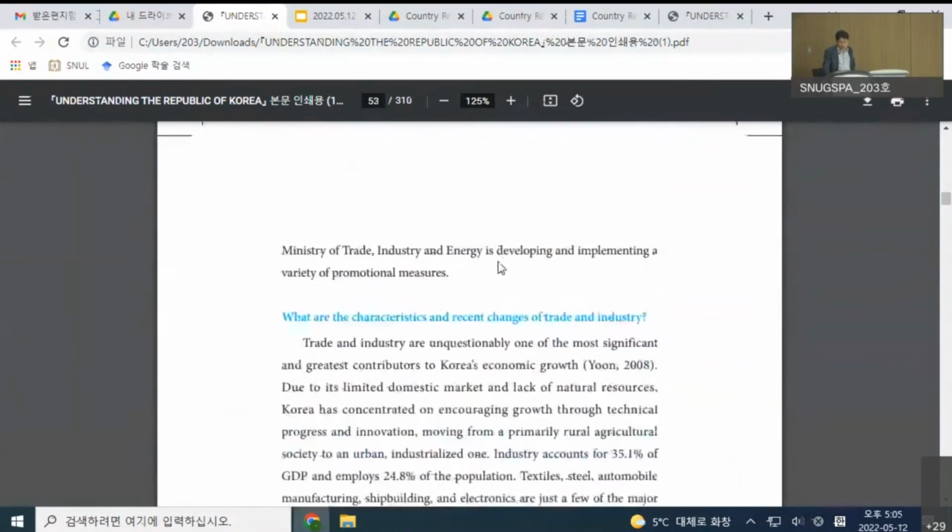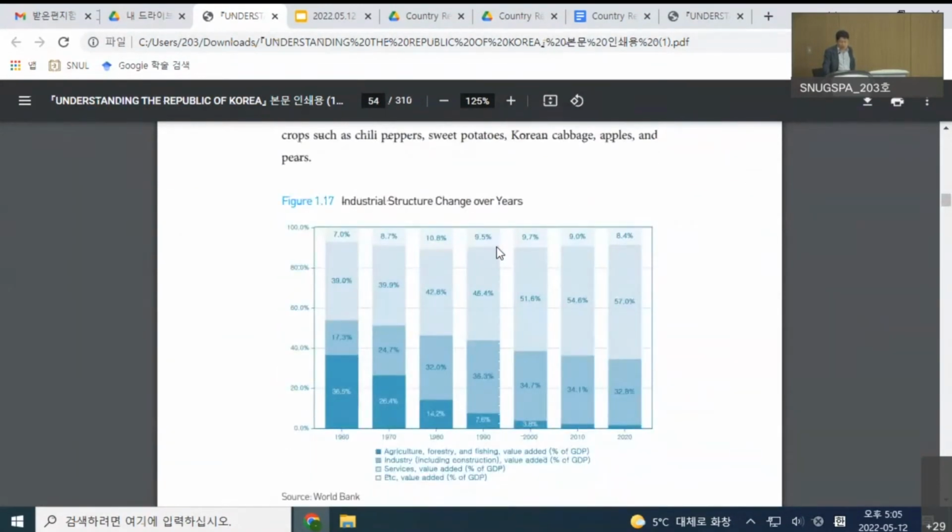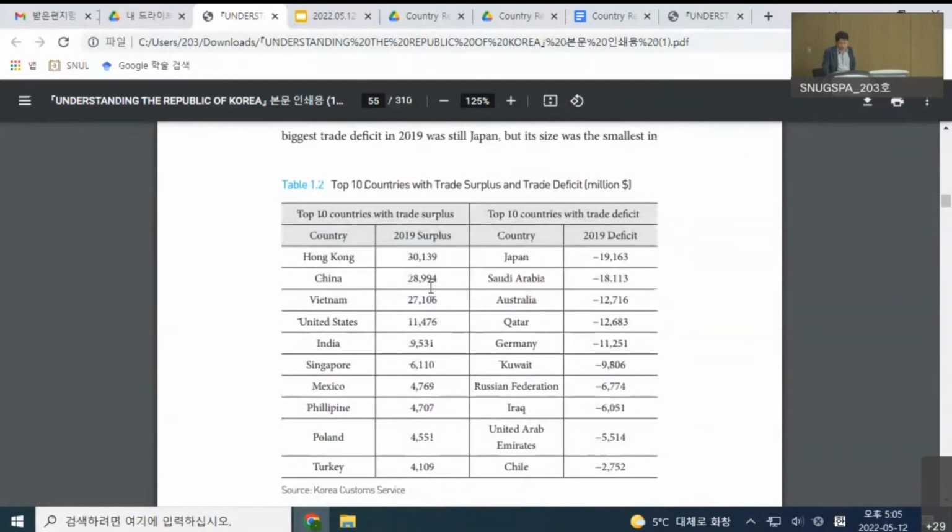And also, as you see, the trade relationship is very interesting. Before 1990, before 2000, our biggest trade partner was the United States. But look at this. This is, I think, 2019, and in the case of 2019, we got a huge trade surplus from Hong Kong, China, Vietnam.